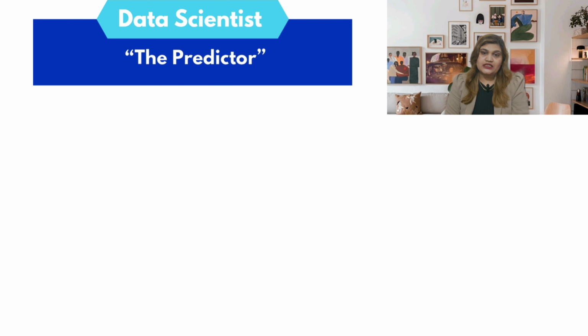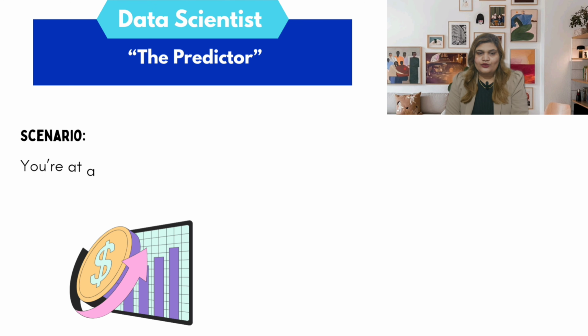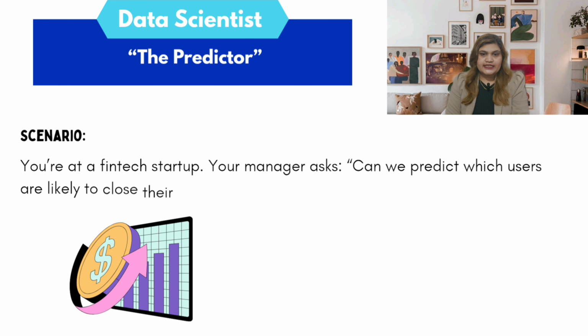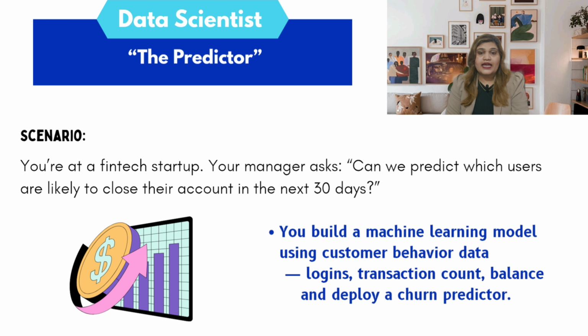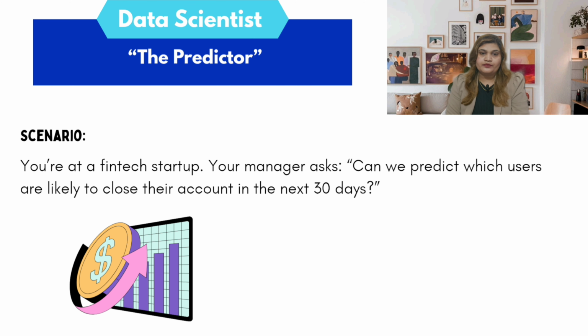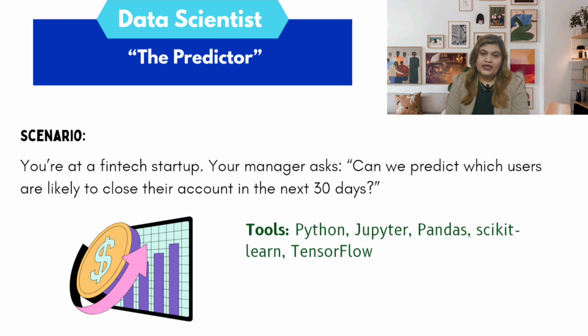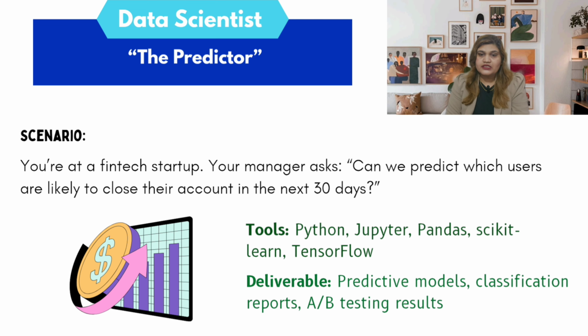Next, data scientist, the predictor. Let's take a look at this scenario. You are at a fintech startup. Your manager asks, can we predict which users are likely to close their account in the next 30 days? You build a machine learning model using customer behavior data, logins, transaction count, balance, and deploy a churn predictor. What tools will you use? Python, Jupyter, Pandas, Scikit-learn, TensorFlow. What will be your deliverables? Predictive models, classification reports, A/B testing results.